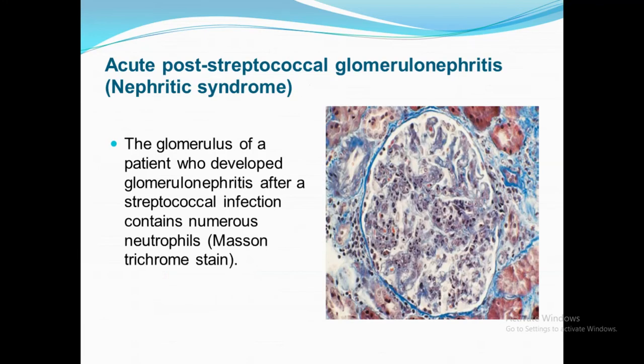Now, nephritic syndrome. In nephritic, as we mentioned, the most important causes are acute post-streptococcal glomerulonephritis and rapidly progressive or crescentic glomerulonephritis. In acute post-streptococcal glomerulonephritis, first there is an increase in the size of the glomerulus and an increase in the cellularity inside the glomerulus. Here the cellularity is increased because we have many neutrophils, inflammatory infiltrate in the glomerulus. The stain used here is Masson trichrome stain.